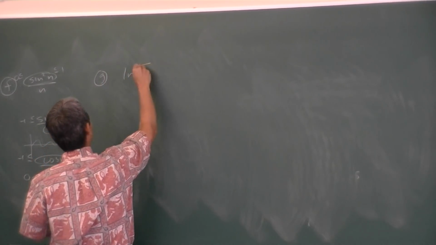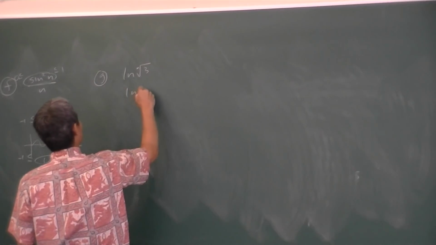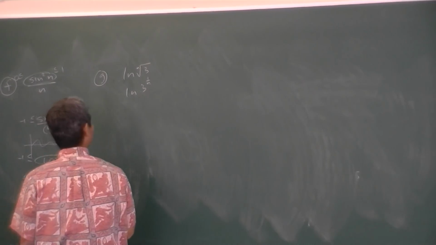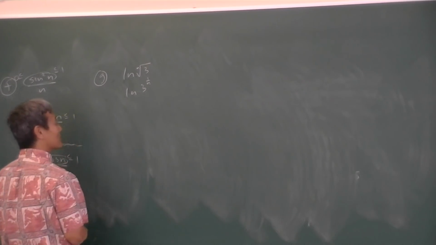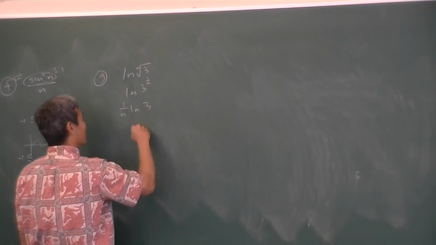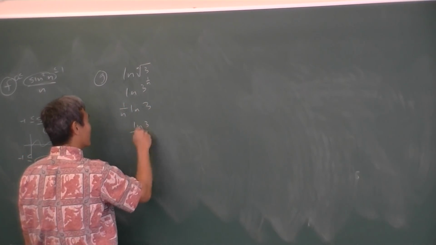Natural log of the nth root of 3. Now, why don't we rewrite it? What does nth root mean? Doesn't that mean 1 over n power? And then what can you do with the power if it's a logarithm? Put it in the front. So isn't that the same thing as natural log 3 over n?